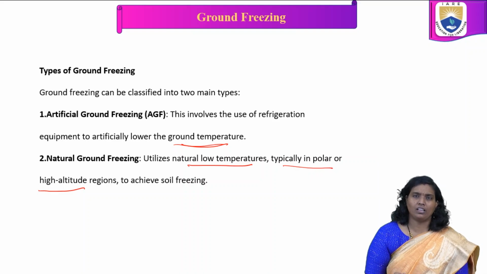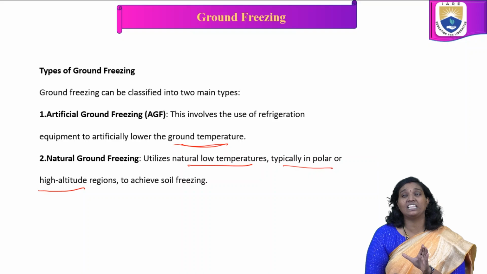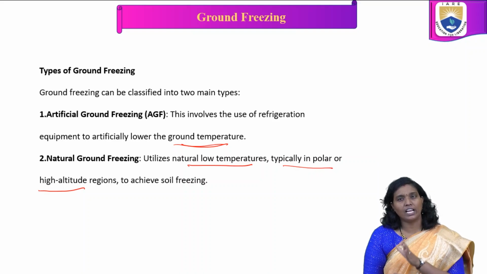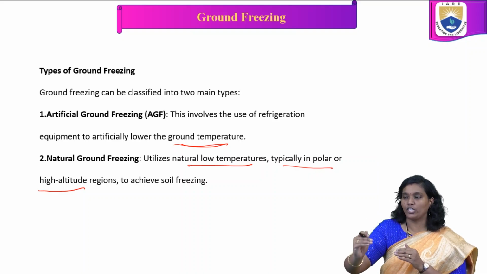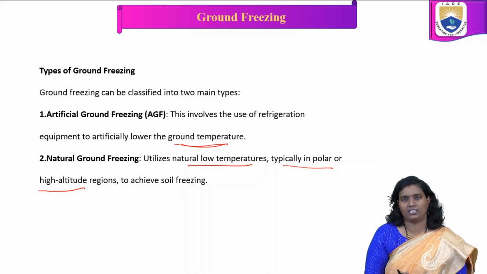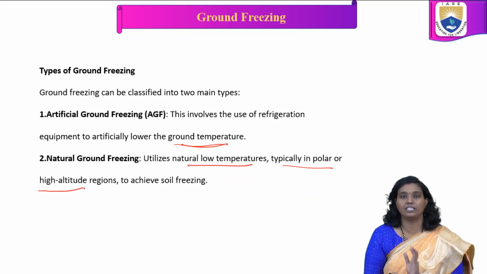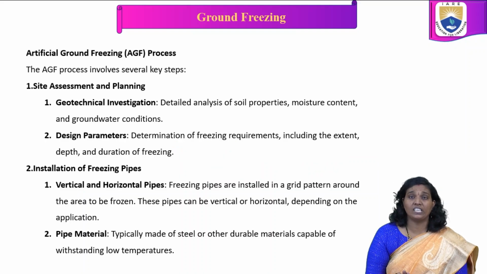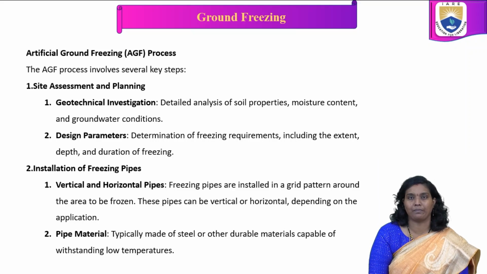In artificial ground freezing, we use refrigeration equipment to artificially reduce the ground temperature using refrigerators. This type is known as artificial ground freezing. The process involves different steps, including site assessment and planning, and installation of freezing pipes.